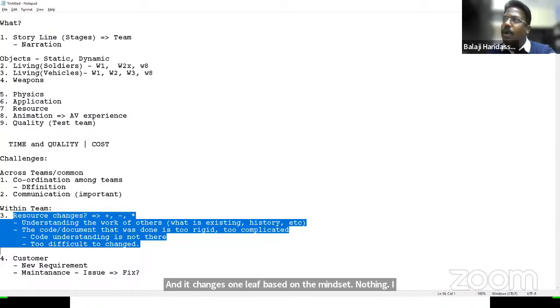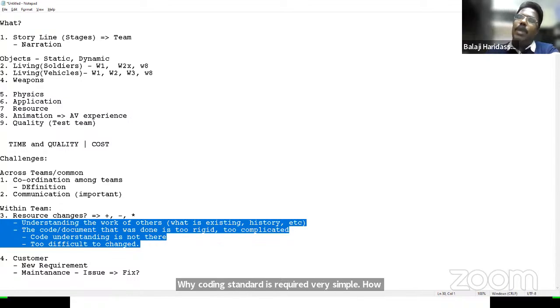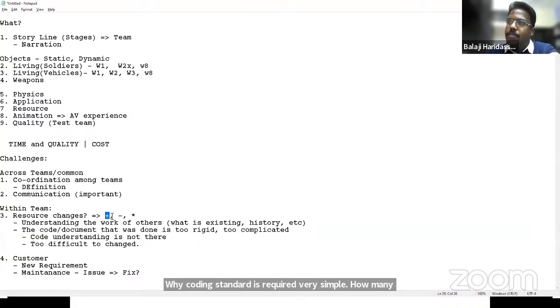Okay, let us see why coding standard is required. Very simple. Communication, understanding the code by anyone, because the resource may come new, resource may leave, resource may change to new roles. At any point in time, anyone may come new to your project. They want to see your code and understand your code. That is one simple reason why we should have coding practices.